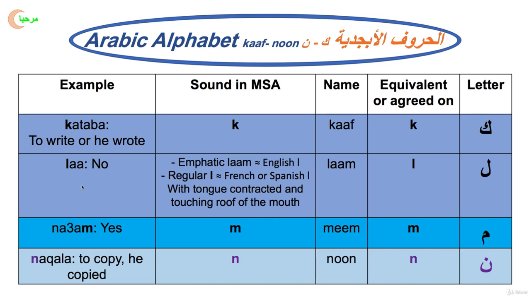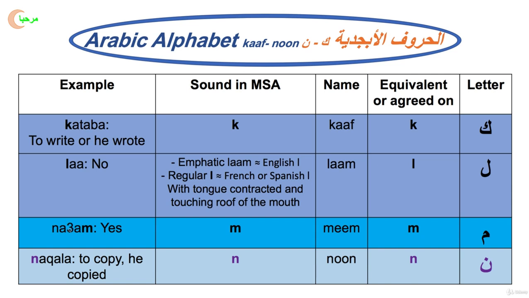As an example, I picked the word la, that means no. Repeat after me, la. The next letter here has also an equivalent in English. It's an M, and the name of it is meem, and the sound is m, just like in English. And I picked a word that means yes, which is na'am.